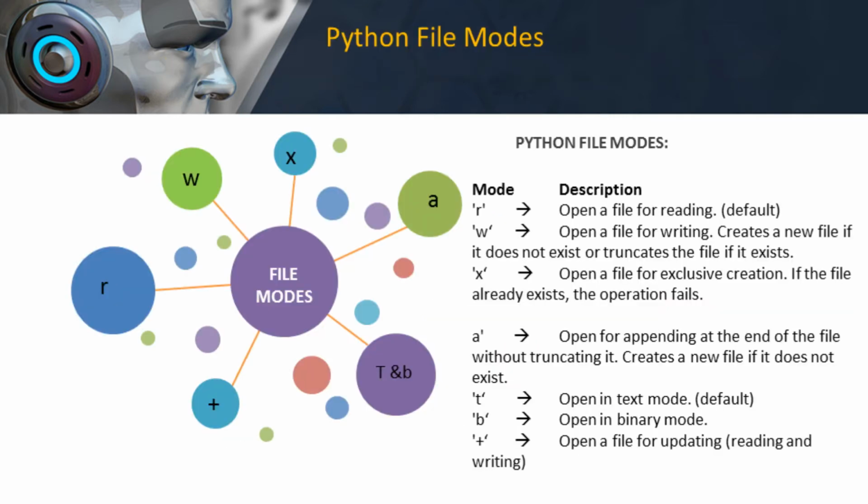Python file modes. Here r denotes reading, w denotes writing, x denotes exclusive creation, a denotes appending, where we are just going to add something, t represents the text mode, b represents the binary mode, and plus is open for updating. Here updating is nothing but we are going to read or write something.